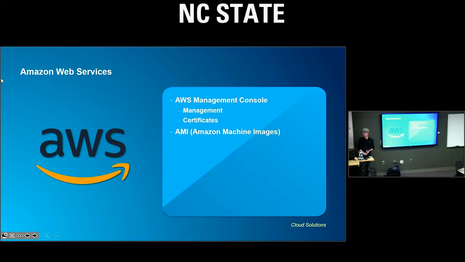We're going to talk about AMIs, which is just an Amazon Machine Image. It's like a fancy word for a virtual machine. There's different types of them. We're going to go over those.